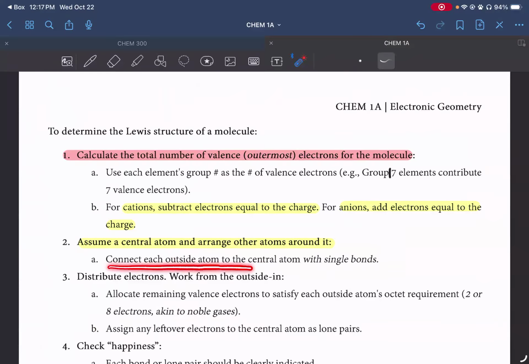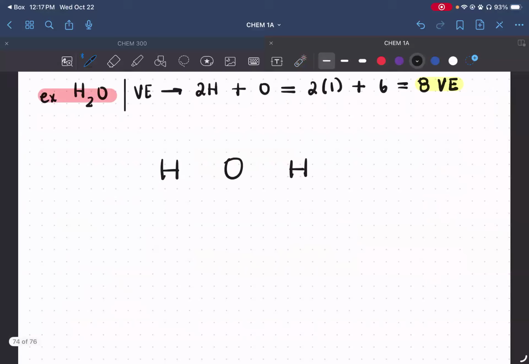It says, connect each outside atom to the central atom with single bonds. All right, so we have our outside atoms, we have our hydrogens. We're going to connect them to our central atom using just single bonds. Now, don't forget that these single bonds are comprised of 2 electrons. A single bond is 2 electrons, a double bond is 4 electrons, a triple bond is 6, and so forth.